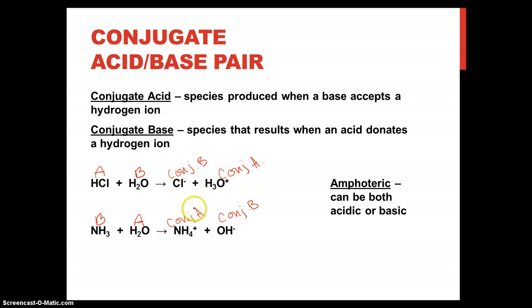Now I want you to pay attention to one thing. Water can be a base. Water can also be an acid. It has hydrogens that it can donate, but it can also accept them. And we call that amphoteric, something that can be both acidic or basic. Water is an amphoteric substance. There are others, but water is the most common one that can be both acidic or basic. It can both donate or accept hydrogen ions.